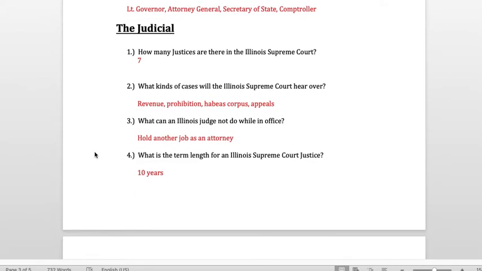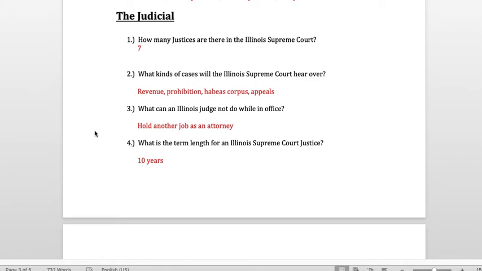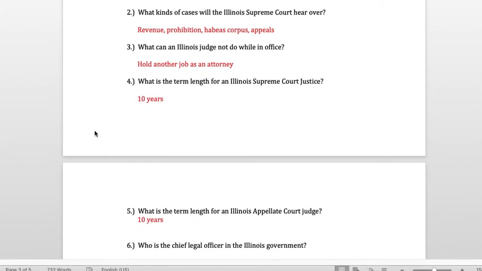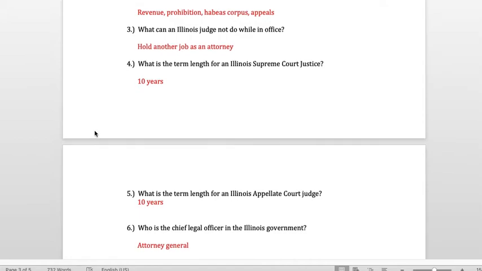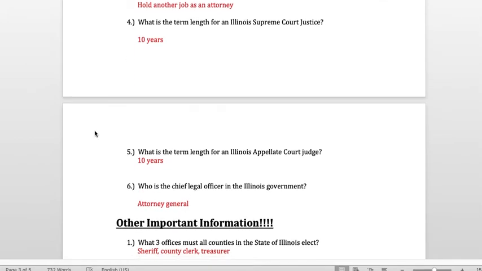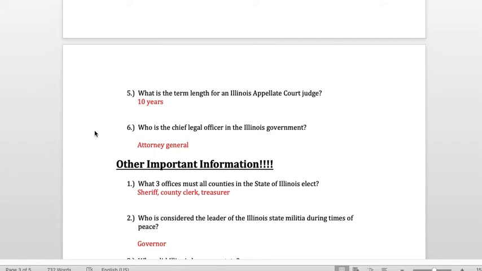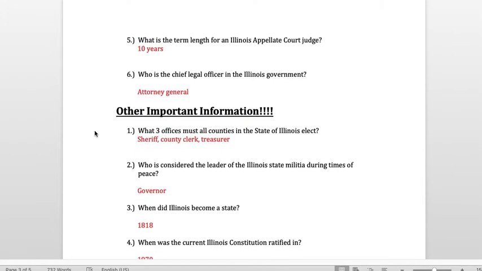Judicial branch: there are 7 justices on the Supreme Court. They can deal with cases that deal with revenue, prohibition, habeas corpus, and then appeals cases. A judge cannot be an attorney while also being a judge in Illinois. What is the term length for an Illinois Supreme Court justice? 10 years. Same for an appellate court judge. Then the chief legal officer in Illinois is the attorney general.